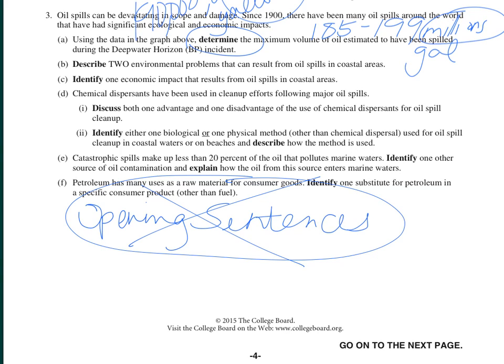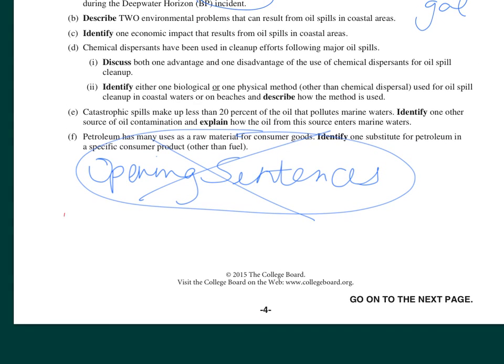Now, this is very different from an AP English test or even an AP History test, where you want to do those strategies. But in an AP Science, it doesn't help you. It doesn't hurt you, but it doesn't help you. Another thing that is really important in an AP Science class is, let's go ahead and look at B, where it says describe 2 environmental problems that can result from oil spills in coastal areas. And the readers of your exam will only grade the first 2.